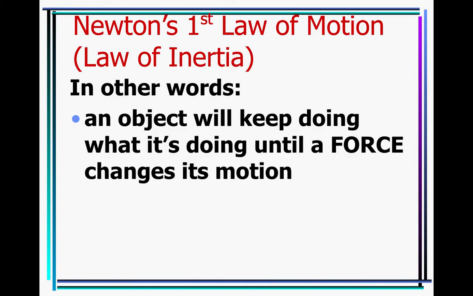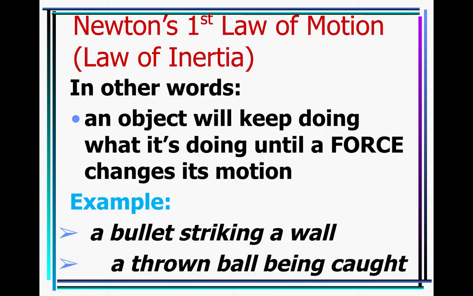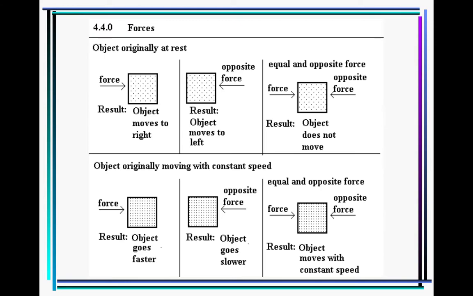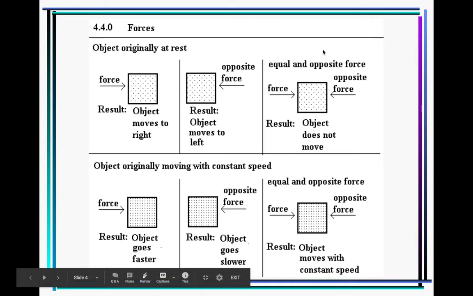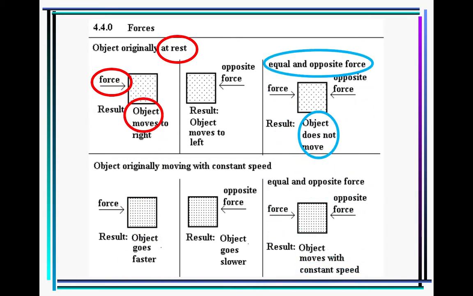So an object's going to keep doing what it's supposed to do or what it's doing until a force is going to change that motion, okay? And this is like the things I was just talking about, a bullet striking a wall, a ball being thrown and caught, okay? So we talked about force diagrams in the last little bit that we did. This kind of goes over that. You have an object that's originally at rest, okay? You put a force on it and it's going to move, okay? If it's equal and opposite, it doesn't move.